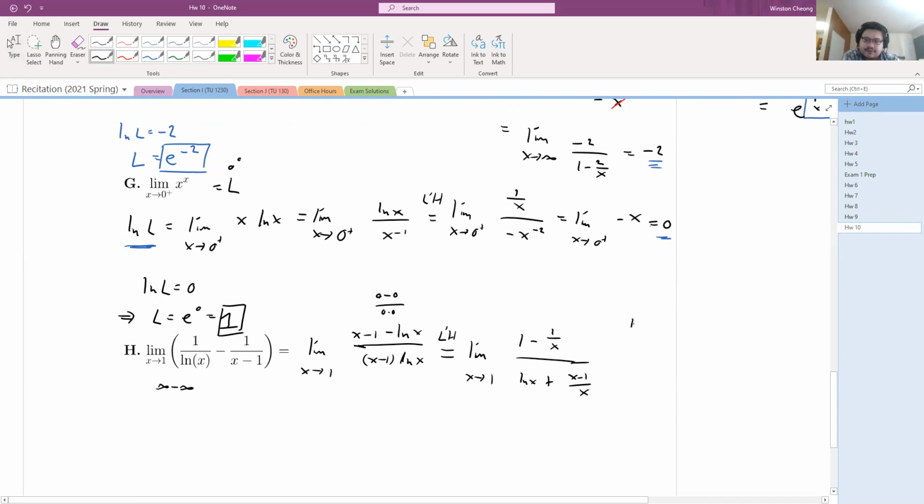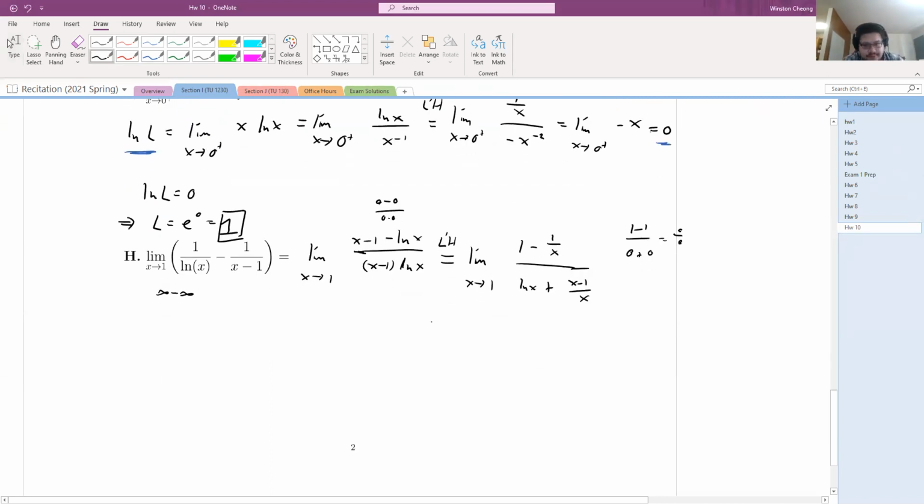If we try to plug into this, we're going to get 1 minus 1 on top, and we're going to get a 0 plus 0. So we end up with a 0 over 0. So we still have an indeterminate form, but it's a good one, a form that isn't a number but is indeterminate. And so we can actually use L'Hopital's again for this.